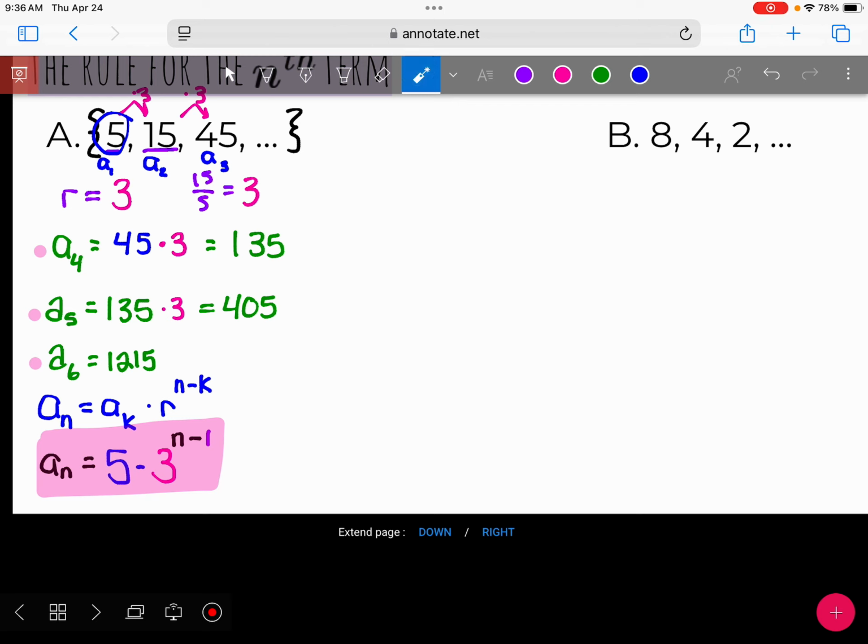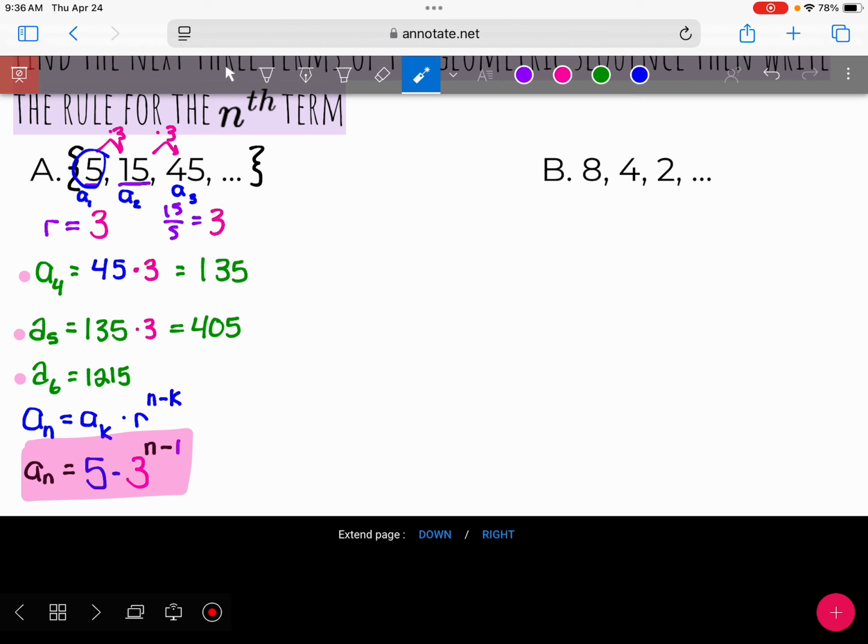And you can double check this. If I want to double check my a sub 4, 5 times 3 to the 4 minus 1, we should get exactly this answer. A sub 5, 5 times 3 to the 5 minus 1, should work just fine and be exactly the same. So you can check that way. Questions on this one?